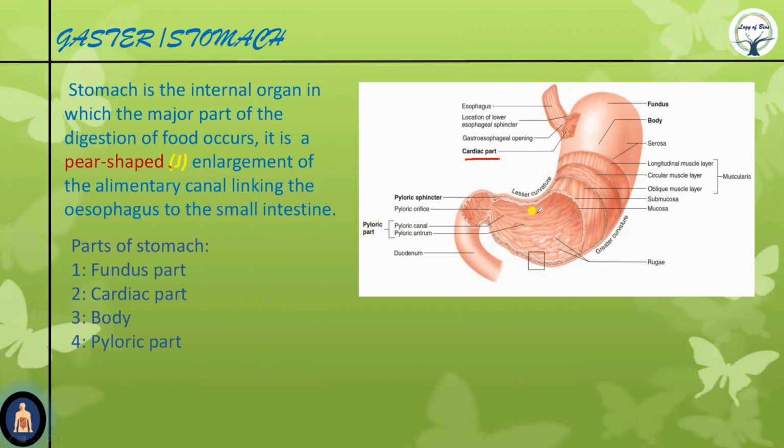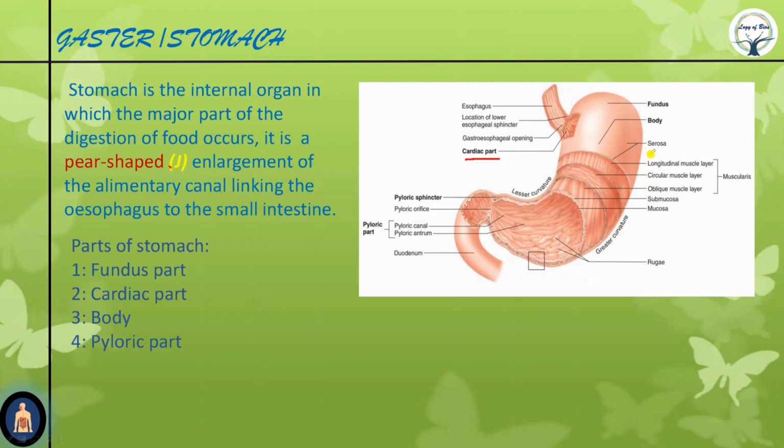Then the body part, this one is the body, and finally the pyloric or the end portion. Now this pyloric part is also divided into two parts, that is pyloric antrum and pyloric canal. And finally there is the pyloric sphincter, which allows the chyme, the acidic content plus bolus of the stomach, to move into the first part of the small intestine, that is duodenum. So this pyloric sphincter controls the exit of contents of the stomach, and this esophageal sphincter, the gastroesophageal sphincter, controls the entry of items into the stomach.